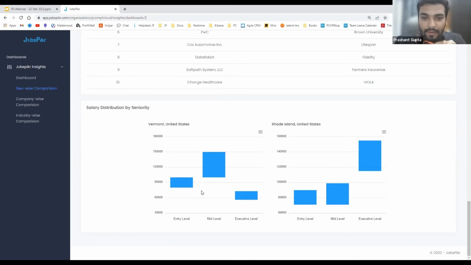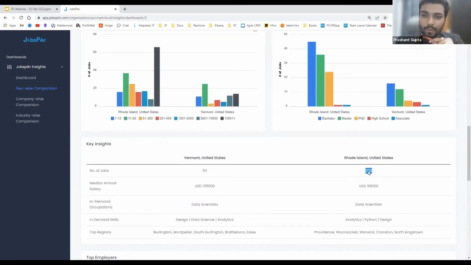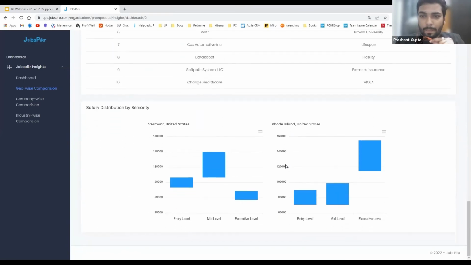But for entry level and mid level, as we can see, the starting range for Rhode Island is slightly lower as compared to Vermont. So if their budget is low, or if they want to start with a lower budget, they can focus on Rhode Island first. But since there are more jobs in Rhode Island, it would be a slightly more competitive landscape. And if we look at the mid-level jobs, here as well the salary ranges are comparatively lower in Rhode Island as compared to Vermont.